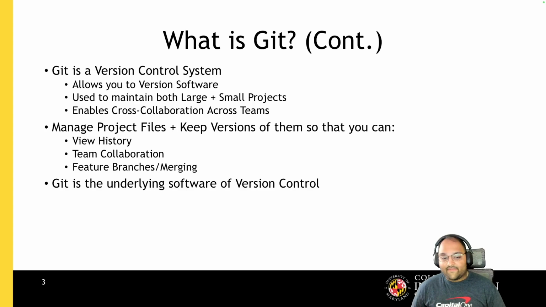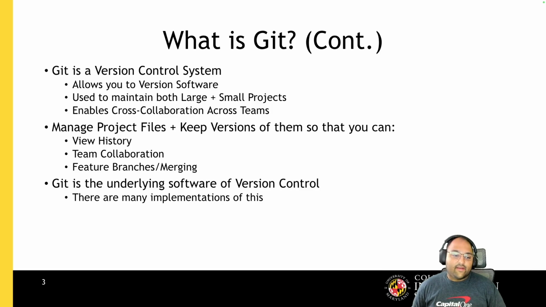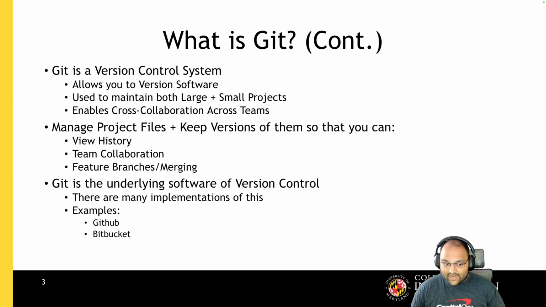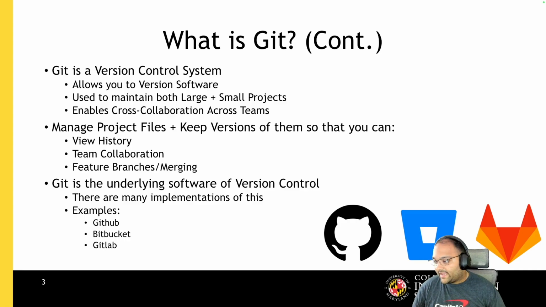So this was actually invented in Unix time, right? I don't remember, I believe Linus Torvalds helped with the invention of Git. I don't remember how much his role was, but it was around that time. And Git is actually the underlying software, and all these other companies are built on top of it, right? So there are many implementations of Git, and some examples are GitHub, which most of you know, Bitbucket, which is by Atlassian, and GitLab.